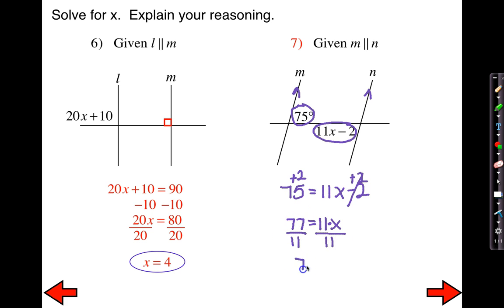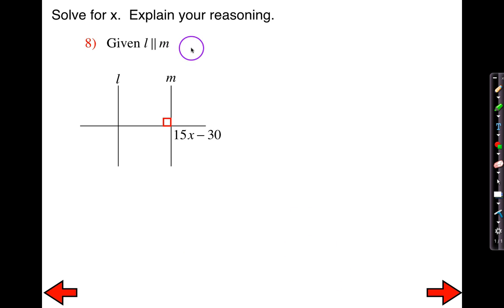77 divided by 11 is 7. Here, the 11s cancel each other out, leaving me with 7 equals x. So here, I can say 7 equals x. How do I know? Because alternate interior angles are congruent. So there's my answer.